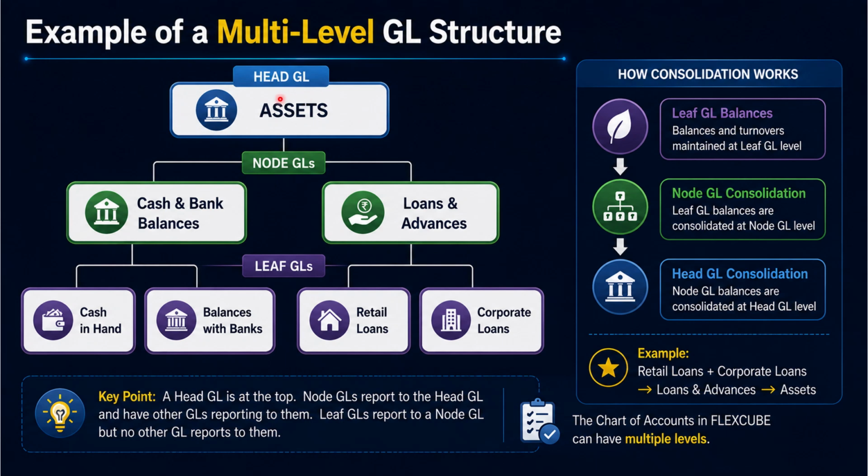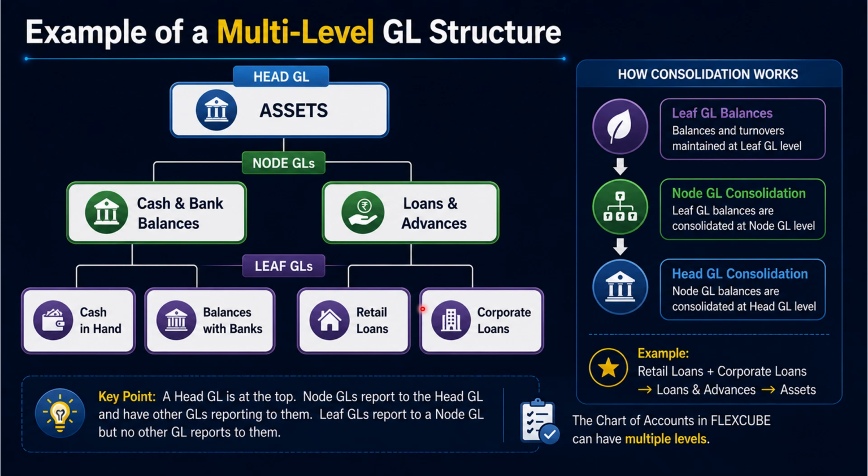Assume that assets is maintained as a head GL. Under this head GL, the bank may create node GLs to organize different groups of assets, such as cash and bank balances and loans and advances. These node GLs can then have lower-level GLs beneath them. For example, cash in hand and balances with banks may be maintained under cash and bank balances, while retail loans and corporate loans may be maintained under loans and advances.